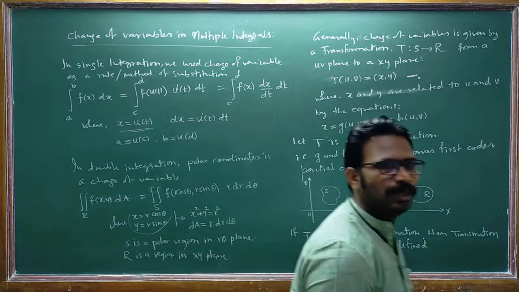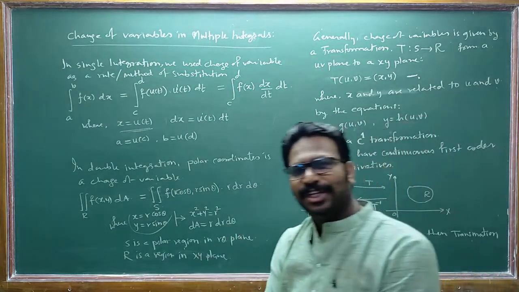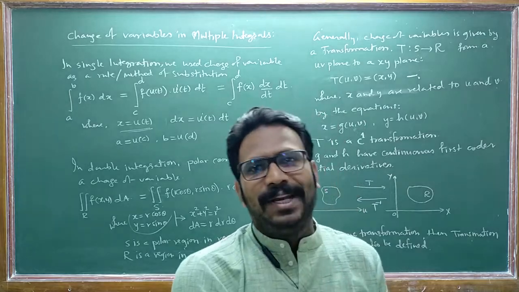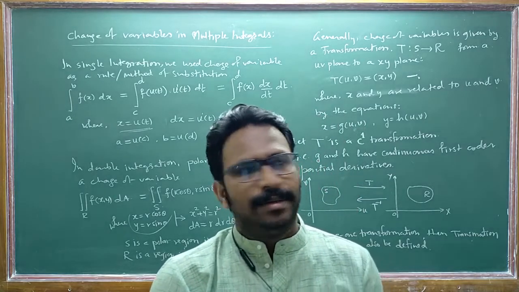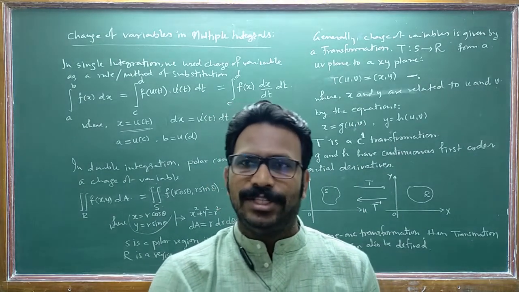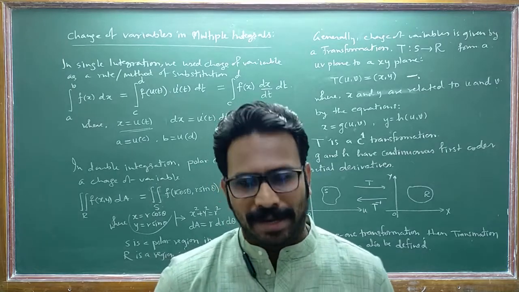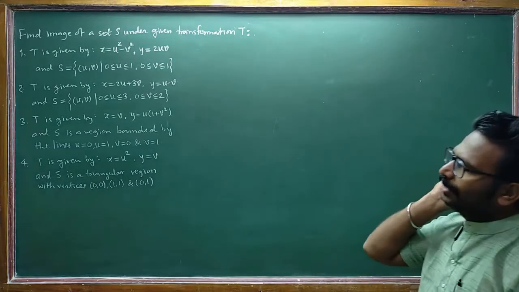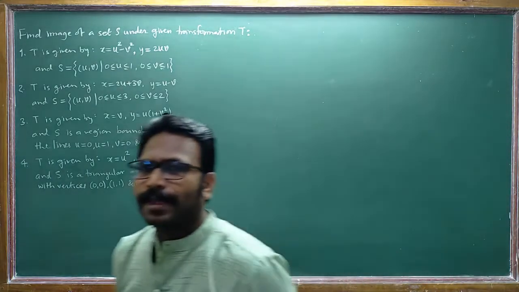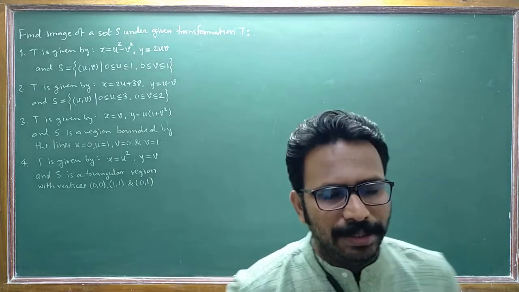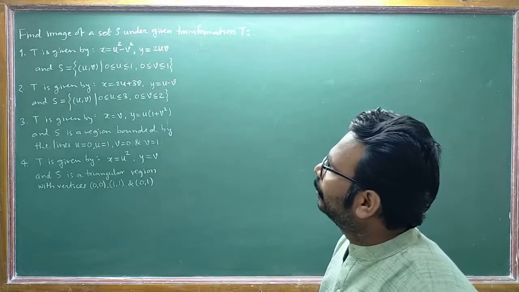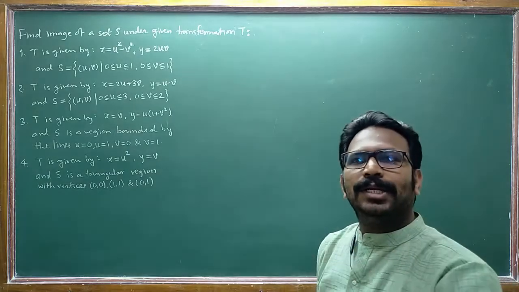Let us see some examples of how the region S is getting converted to region R, and how it looks when it is converted from one plane to the other plane under the change of variables, or under some transformation T. These are examples to find the image of a set S under a given transformation T, which is defined by equations relating the variables x, y and the variables u, v, to transform a region from one plane to the other plane.